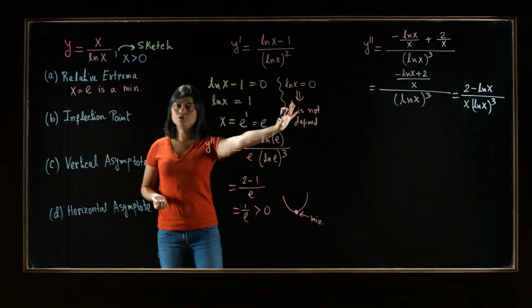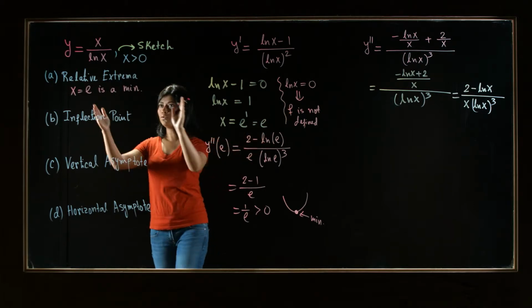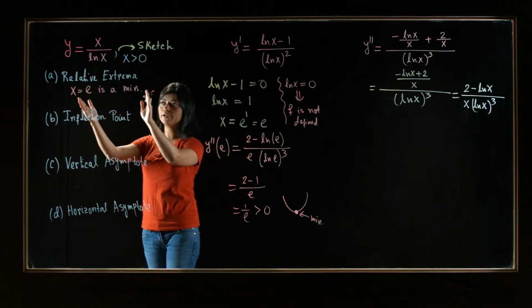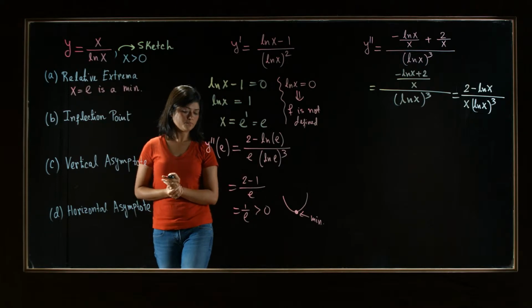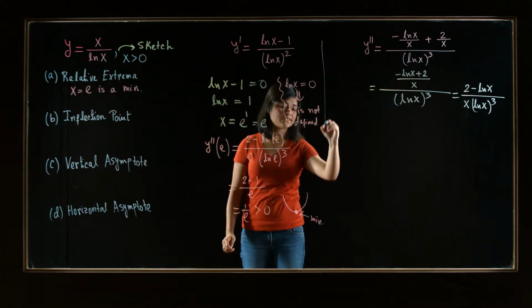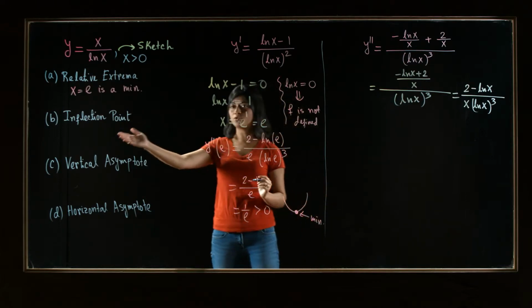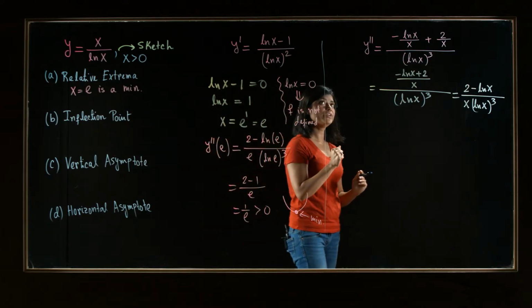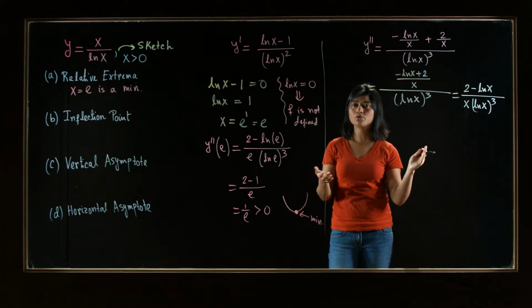And so we don't have to worry about that. So only one extrema, and that's a minima at x equals e. Okay. Now, let's see if we can figure out any inflection point. For inflection point, we need the second derivative to be 0 or undefined.